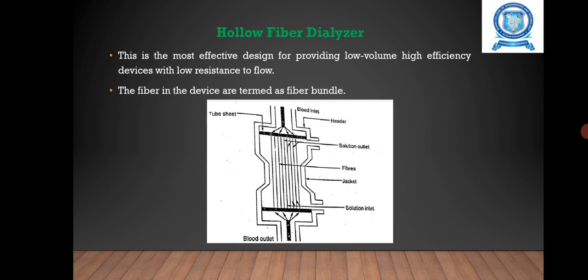Next one is the hollow fiber dialyser. This is the most effective design, providing low volume, high efficiency devices with low resistance to flow. The fibers in the device are termed a fiber bundle. Here the fibers are potted in polyurethane at each end of the bundle in the top sheet, which serves as the membrane. It is also used for reduction in infection risk and reduced setup time.